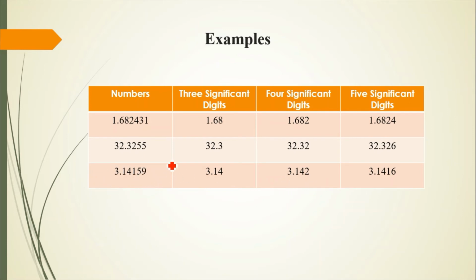Now for 5 significant digits, at the 6th place the number is 9, which is greater than 5. The nth digit, that means the digit which is at the 5th place, is increased by 1. It will be 6. The number is 3.1416.